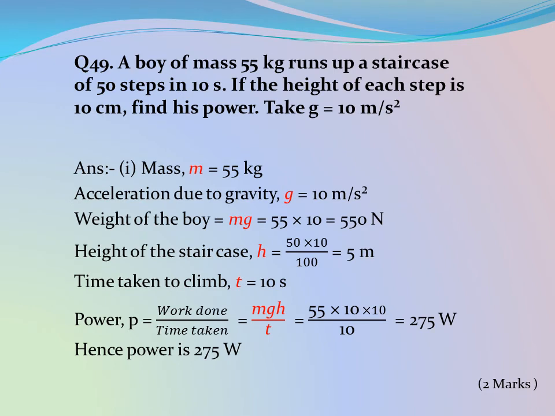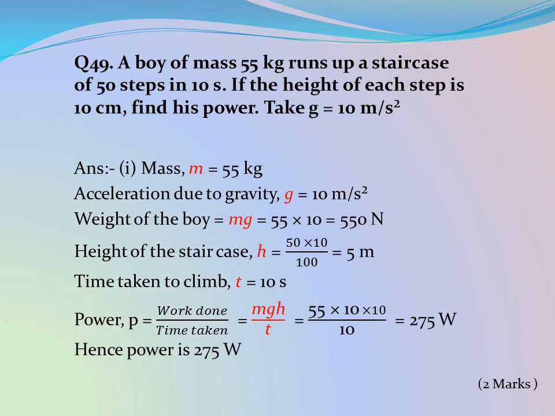Question number 49. A boy of mass 55 kg runs up a staircase of 50 steps in 10 seconds. If the height of each step is 10 cm, find his power. Take g equals 10 meter per second squared. Answer. Mass m equals 55 kg, g equals 10 meter per second squared, weight of the boy equals m into g equals 55 into 10, 550 Newton. Height of the staircase h equals 50 into 10 by 100 equals 5 meter.